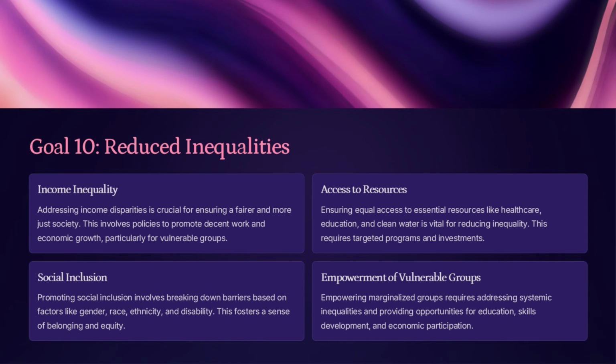Promoting social inclusion by breaking down barriers based on factors like gender, race, ethnicity, and disability fosters a sense of belonging and equity for all members of society. Empowering marginalized groups involves addressing systemic inequalities and providing opportunities for education, skills development, and economic participation. This is key to creating a more equitable world.